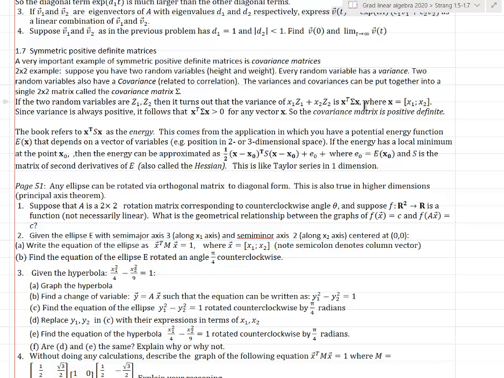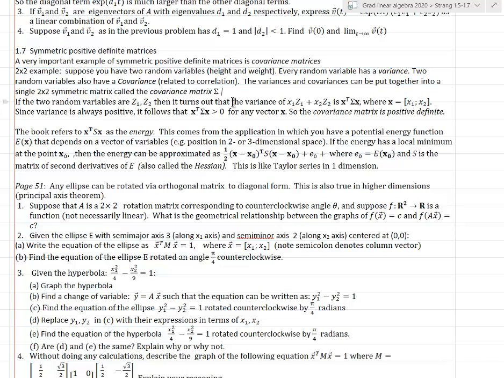Now, since the variance is always positive, it follows that this quantity is greater than 0 for any vector x. So the covariance matrix is positive definite. It also turns out that the covariance matrix is symmetric. It's a single 2 by 2 symmetric matrix. Now, why is it symmetric? It's symmetric because the covariance of Z1 and Z2 is the same as the covariance of Z2 and Z1.